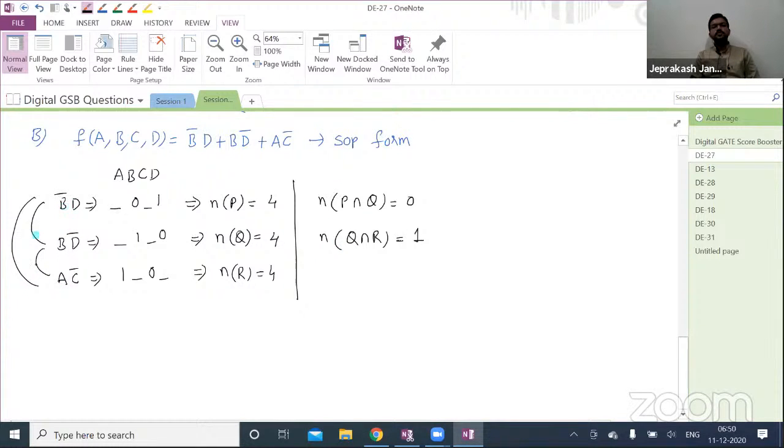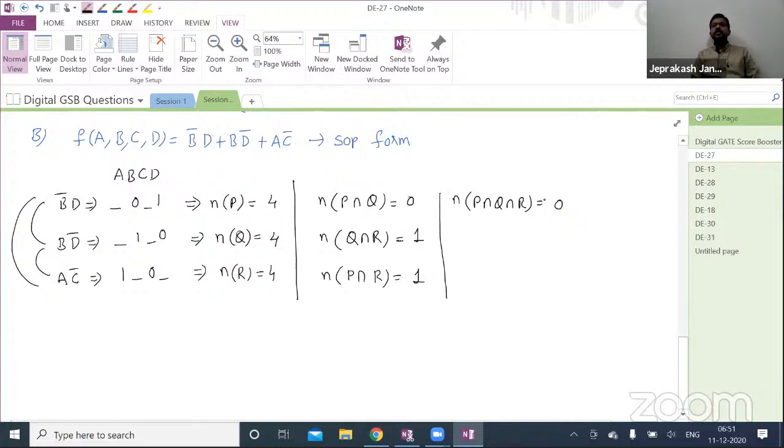Similarly, multiply these two: number of P intersection R. How many minterms do you get when you multiply these two? Here also you will get 1, because A, B bar, C bar, D. Now combine all 3, that means multiply all these terms. Then obviously the resultant value is 0, right?